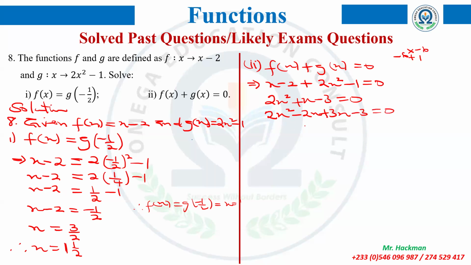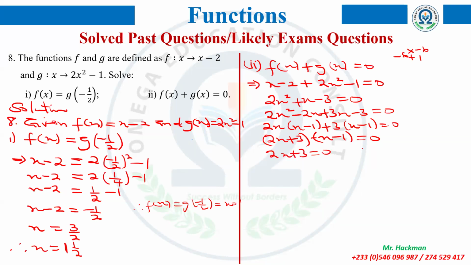At this point, group the first two and factorize. Don't group using brackets, do that mentally. So 2x can come out and you'll be left with x minus what? 1. With this one, 3 can come out and you'll be left with x minus 1 as well. So each two-term group contains a common factor. So we are going to get 2x plus 3 into x minus 1 is equal to 0. So you set each of the factors to 0: 2x plus 3 is equal to 0, or x minus 1 is equal to 0.